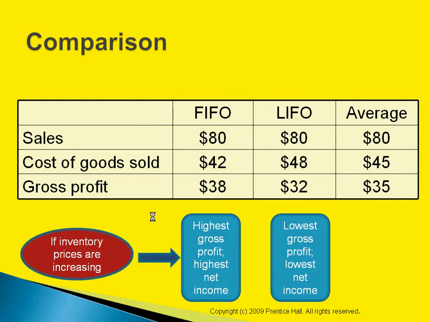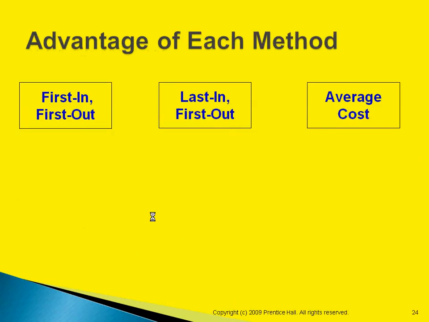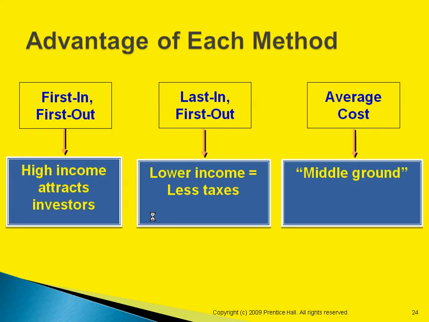Slide 19. Under the weighted average, what's the advantage? It smooths out price changes for inventory. You'll see that the inventory average is given as $45, back on slide 18.